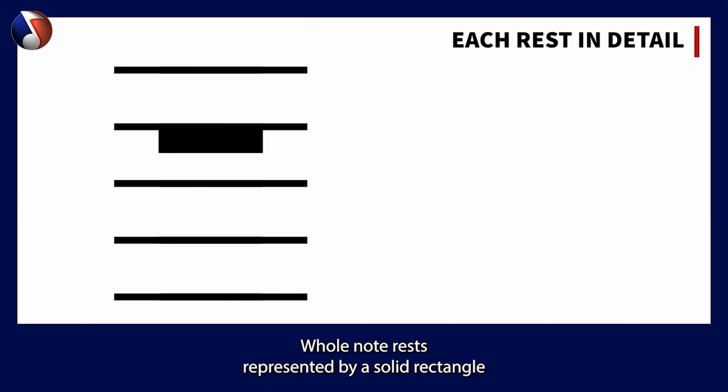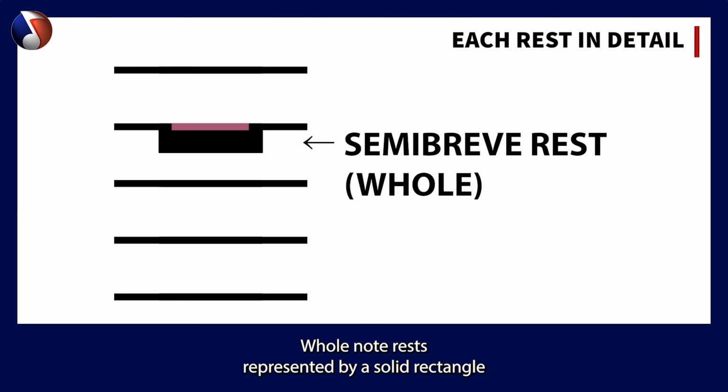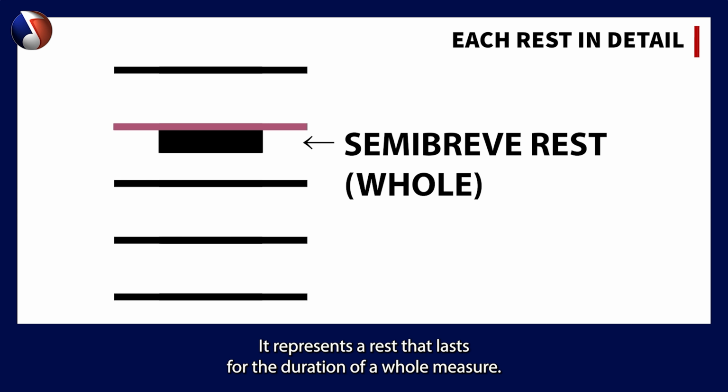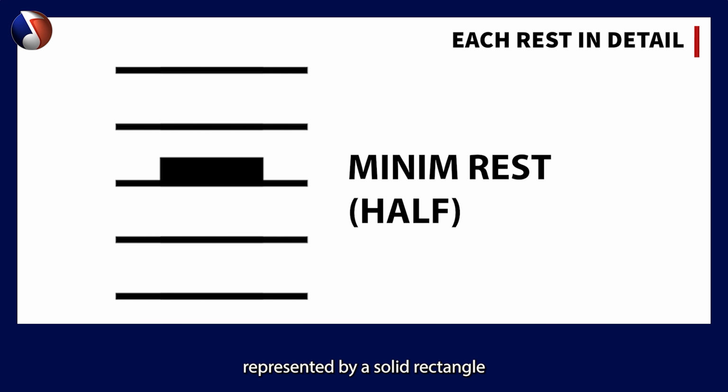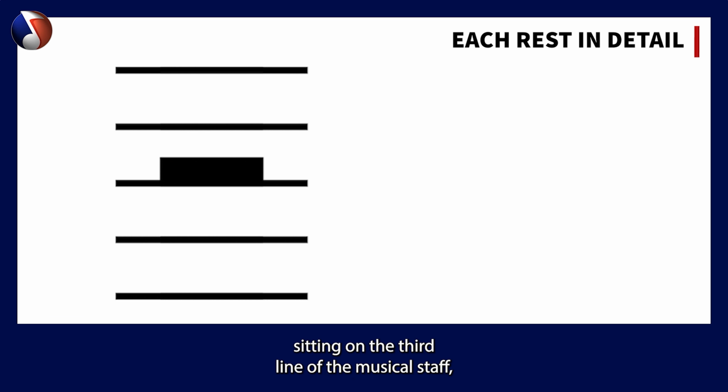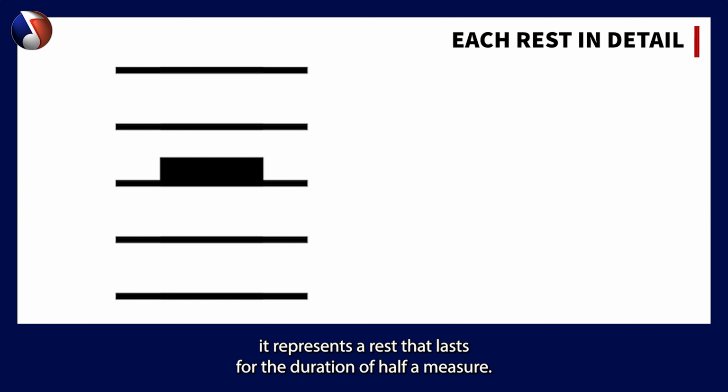more complex rhythms. Whole note rests are represented by a solid rectangle hanging below the fourth line of the musical staff. It represents a rest that lasts for the duration of a whole measure. Half note rest is represented by a solid rectangle sitting on the third line of the musical staff. It represents a rest that lasts for the duration of half a measure.